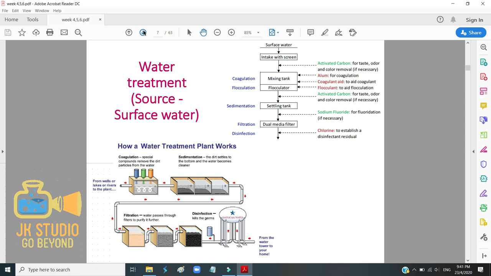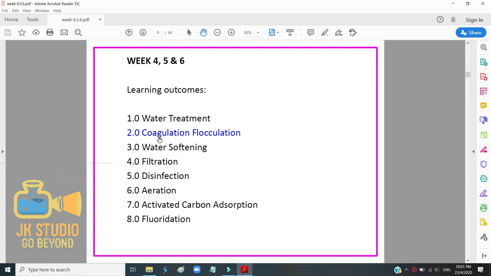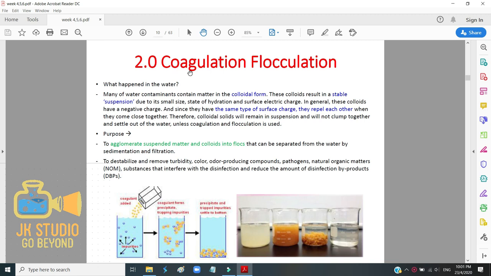So now we come to the second part, which is coagulation and flocculation. So firstly, what actually happens in the water during this process?